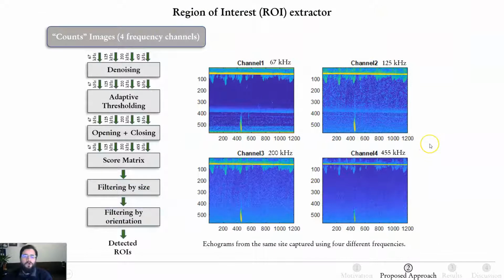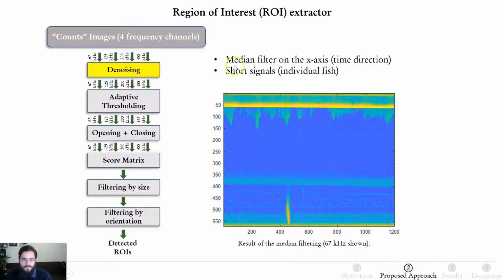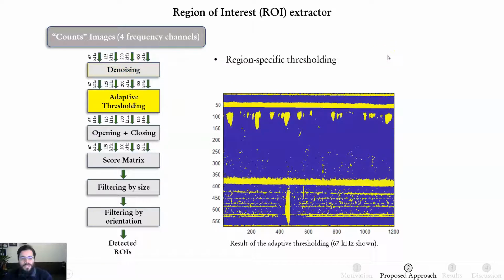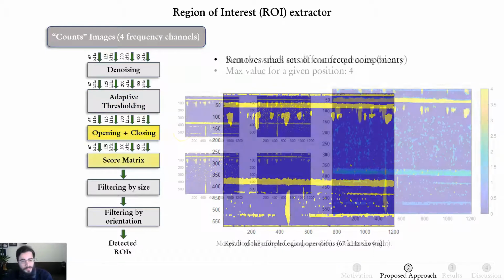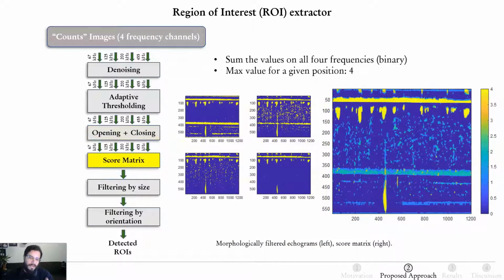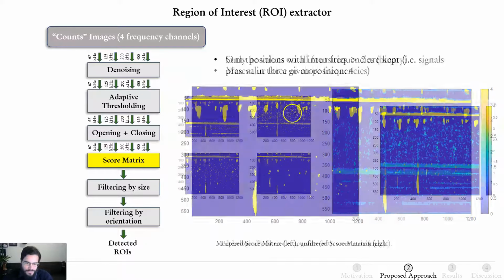In our custom ROI extractor, we use echograms coming from 4 different frequencies, and we start by denoising them with a median filter in the x-axis, therefore the time direction. We then create binary images by applying an adaptive thresholding task, and we further filter it with morphological operations of opening and closing. We then put these 4 binary images together and only keep positions of values higher than 2, therefore positions where we found acoustic response in more than 2 frequencies.